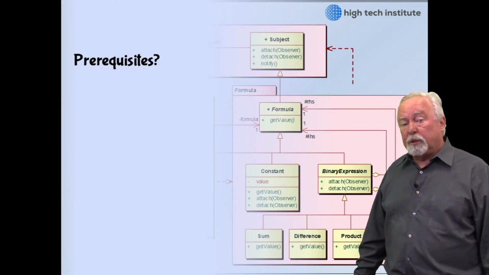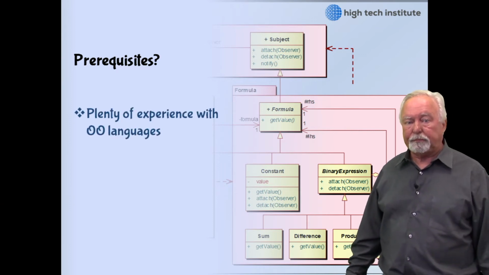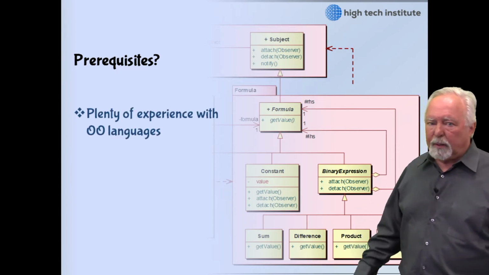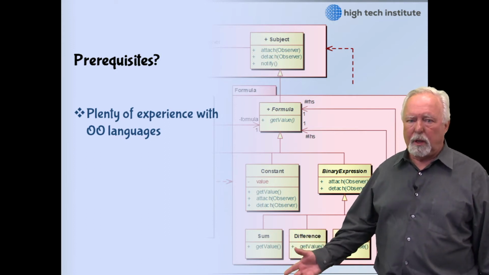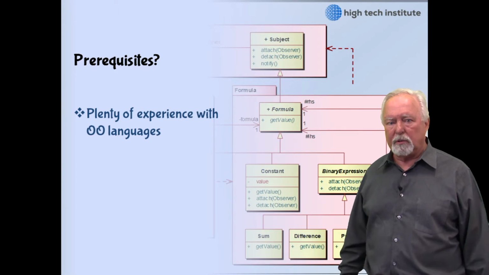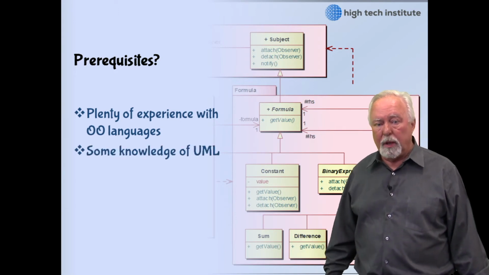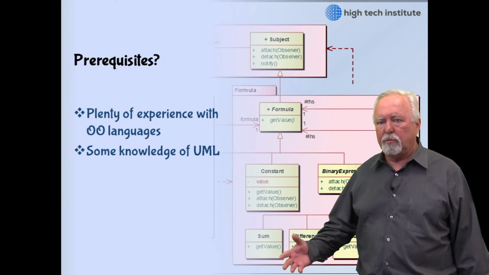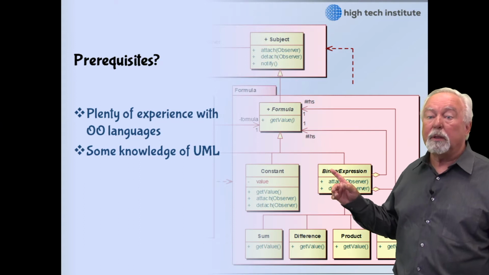Now, what do we expect you to know already when you come to this course? Of course, you should have plenty of experience with object-oriented languages like C++, Java, C#, etc. You should also have some knowledge of UML, so you should be able to read and write simple class diagrams so that you can read the diagram that's here behind me.